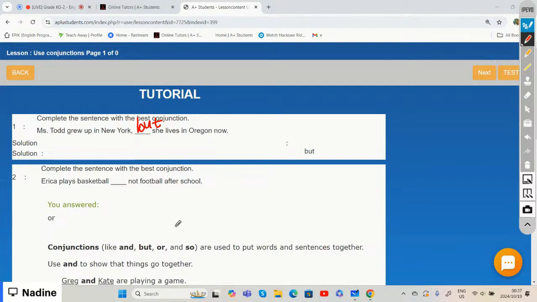Here it says Erica plays basketball. Do we say and not football after school, but not football after school, or not football after school? Or do we say so not football after school? Which one is correct? Erica plays basketball.